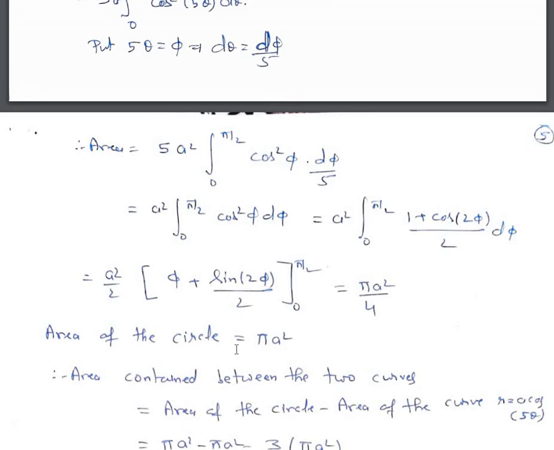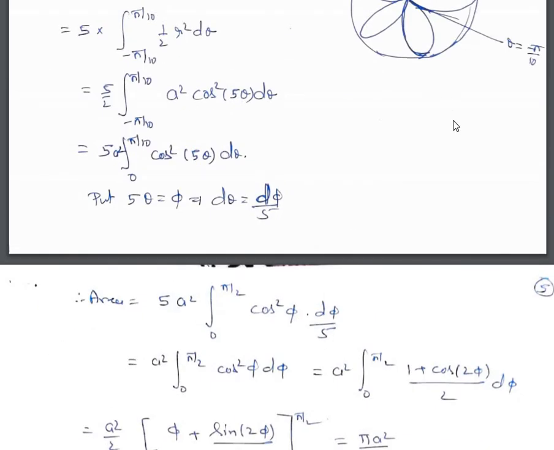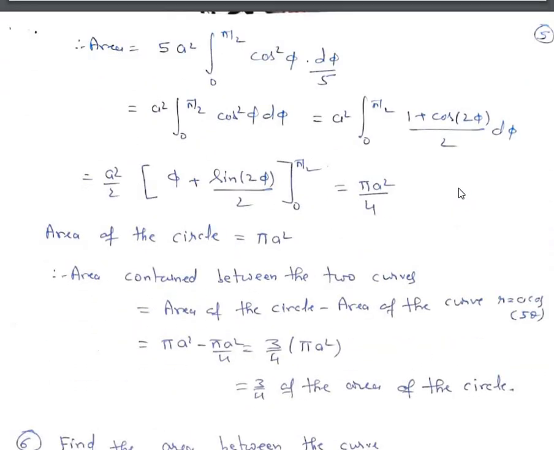Now area of the circle is pi a square. So therefore area contained between the two curves, meaning area between the circle and area bounded by these 5 loops, is equal to area of the circle minus area of the curve r is equal to a cos 5 theta, which is pi a square minus pi a square upon 4, which comes out to be 3 upon 4 pi a square, which is 3 upon 4 of the area of the circle.